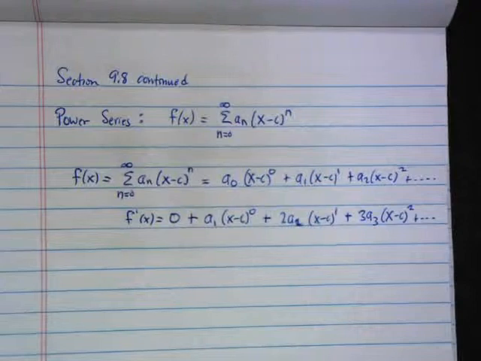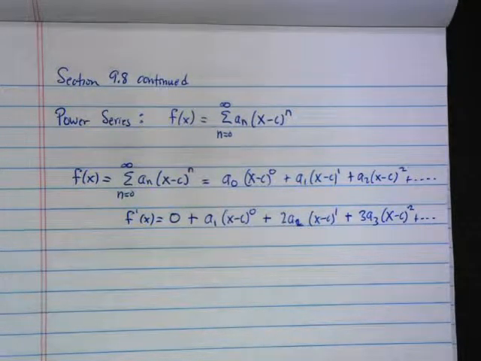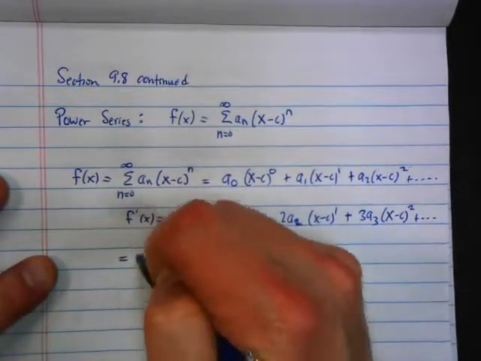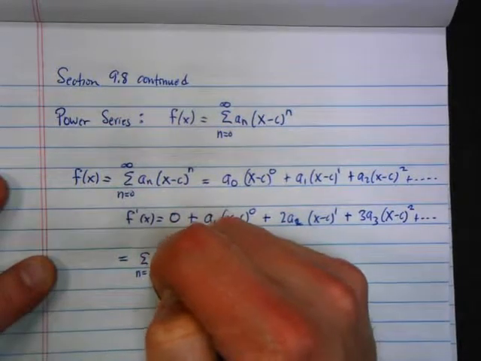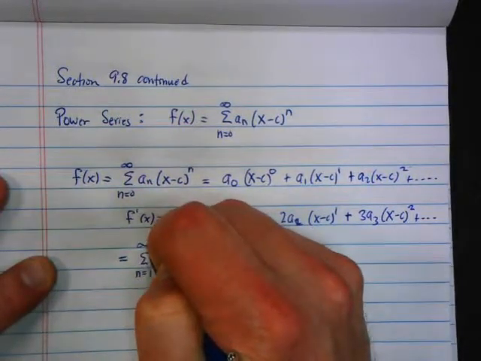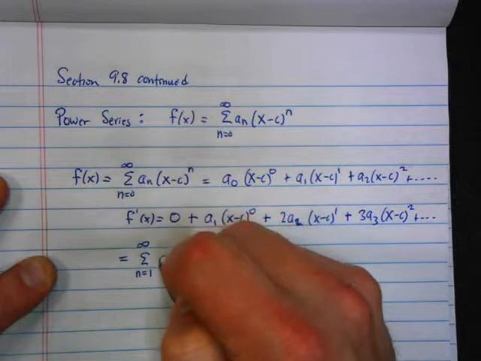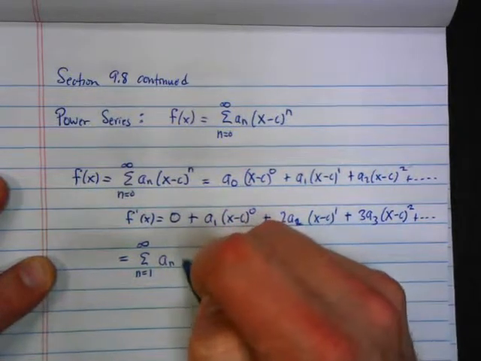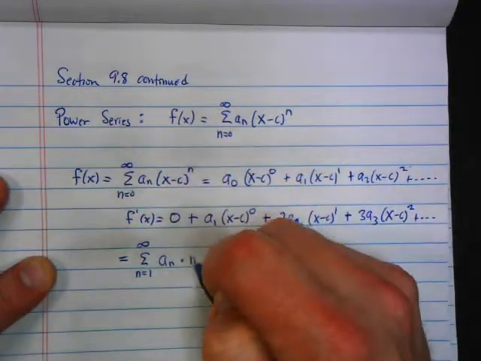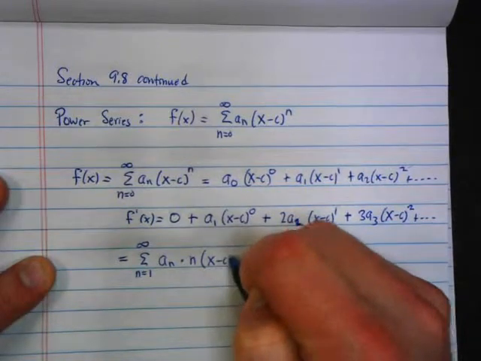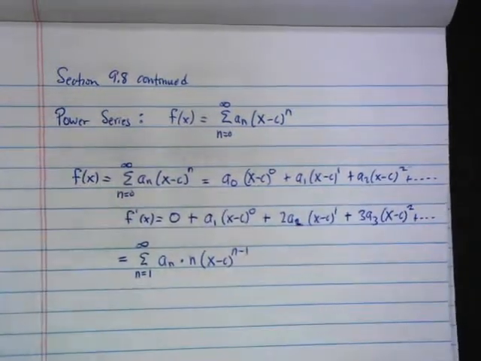So what are you doing for each term? Power rule. You bring the power down, you subtract 1 from the power. So how do you take the derivative? It's the sum from n equals 1 to infinity of a sub n times, you bring the power down, n, x minus c, and you subtract 1 from your power.